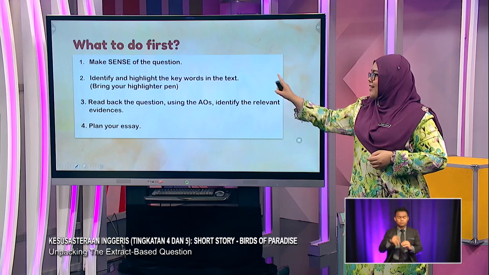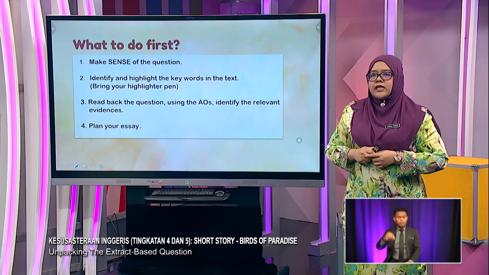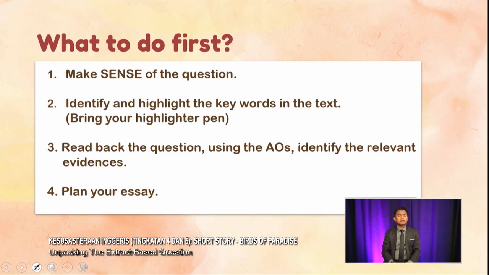So what do you need to do, students? Do not forget, these are some of the things you need to do first. Number one, make sense of the question. Understand the question very clearly. Number two, I always tell this to my students and also all of you out there, identify and highlight the keywords in the text. Bring your highlighter pens, any color you want to bring, bring into the hall. Third, read back the question using the assessment objectives, AOs, identify the relevant evidences, and then plan your essay.